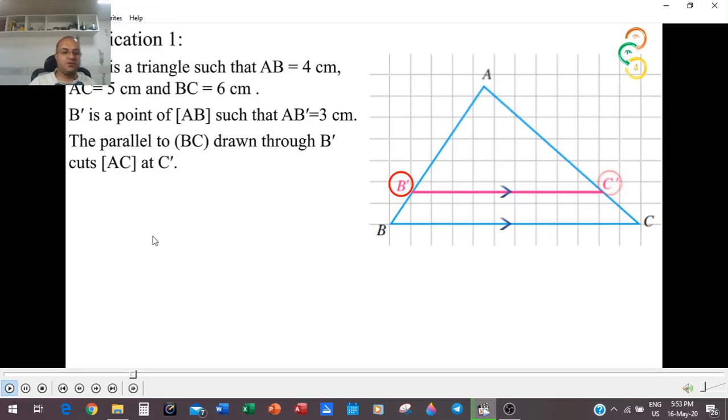And we continue. Calculate what's wanted here: the ratio AC prime over AC. The segment AC prime, and we should calculate this ratio AC prime over AC. Then the segment AC prime, we should calculate it. Also calculate B prime C prime over BC and the segment B prime C prime.